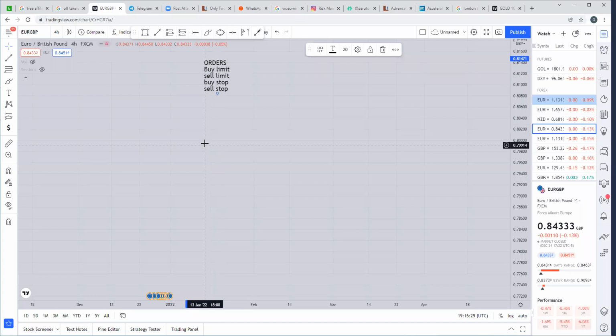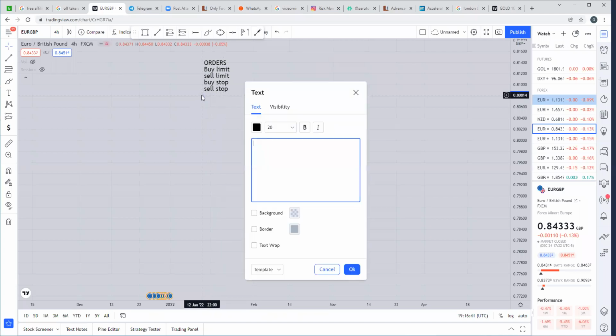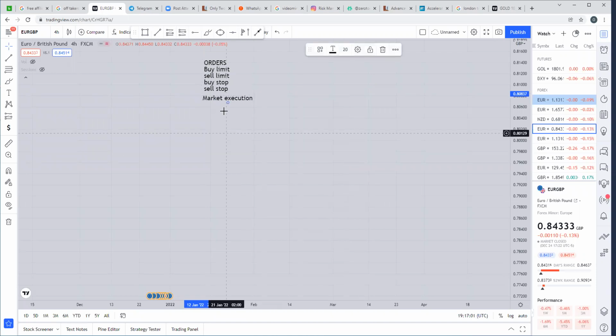We have different kinds of orders, and at the top of the list, the most commonly used order, is market execution. And how is that? That means this is the type of market order.